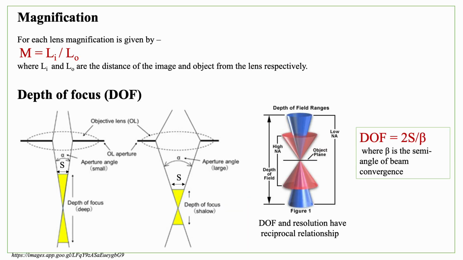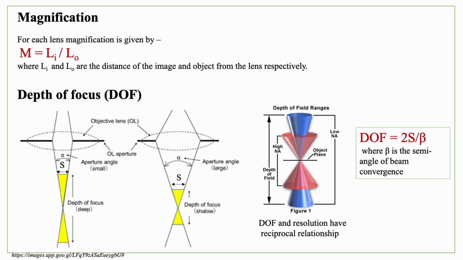Magnification refers to the apparent size of an object compared to its actual size, while resolution should not be confused with it. Resolution refers to the ability to distinguish between two closely spaced objects. Magnification can be formulated as Li upon Lo, where Li and Lo are the distances of the image and object from the lens. Depth of focus is the range of specimen thickness over which the image remains in focus.